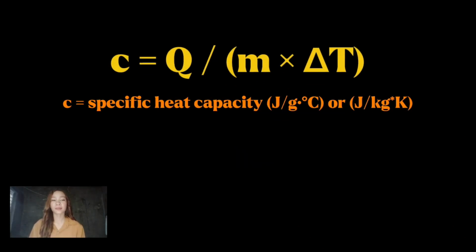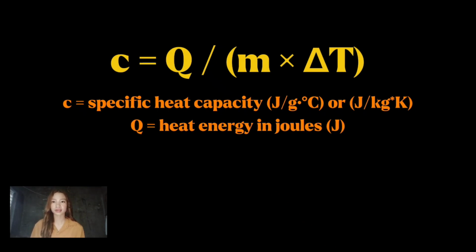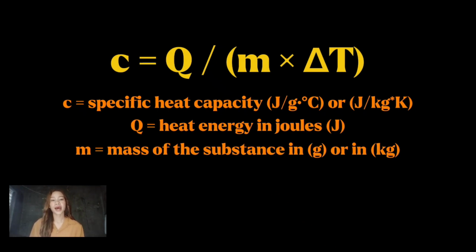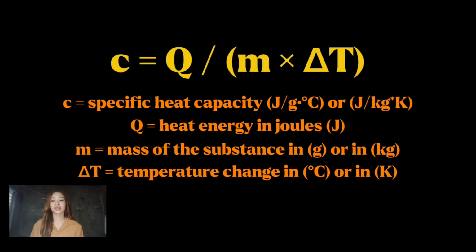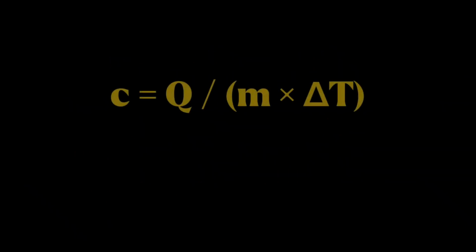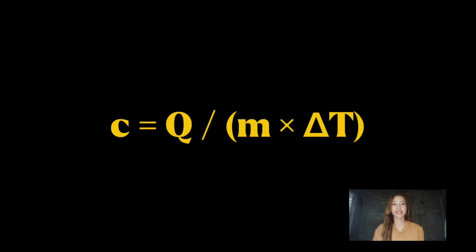Now let's take a look at the core concept behind SPeC, the specific heat capacity formula, where C is the specific heat capacity in joules per gram per degree Celsius or joules per kilogram per Kelvin. Q is the heat energy in joules. M is the mass of the substance in grams or in kilograms. And delta T is the temperature change in degrees Celsius or in Kelvin.